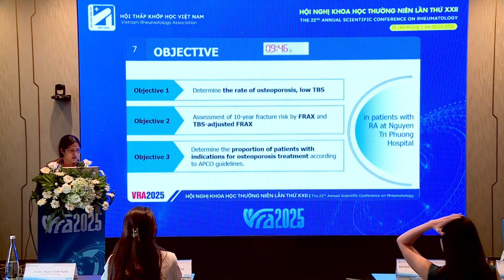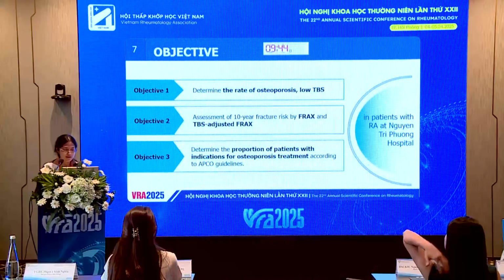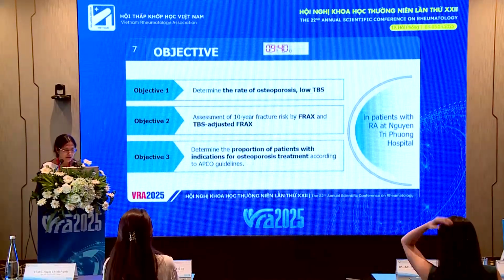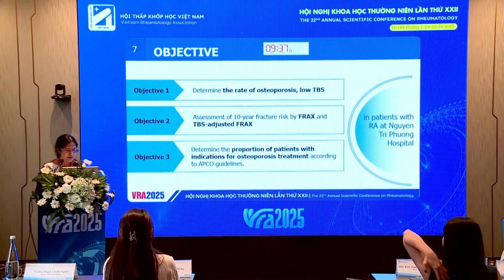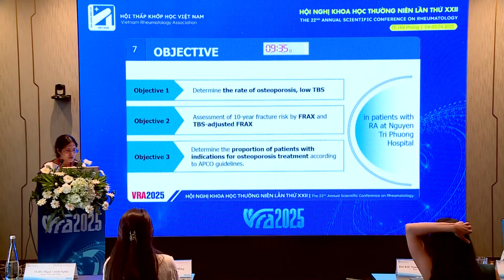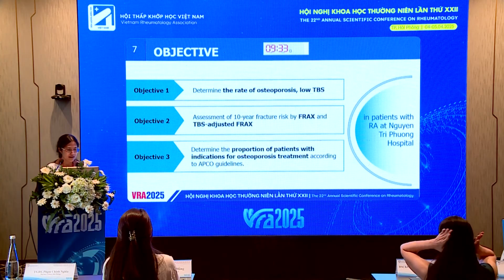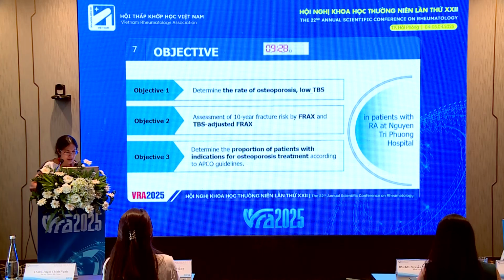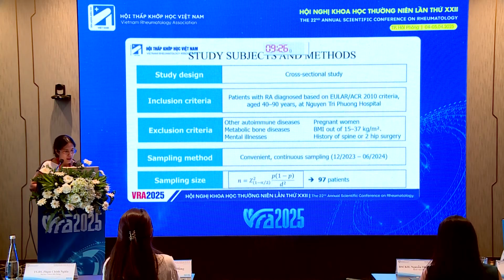Those are the three objectives. One, determine the rate of osteoporosis and low TBS. Objective 2, assessment of 10-year fracture risk by FRAX and TBS-adjusted FRAX. And objective 3 is to determine the proportion of patients with an indication for osteoporosis treatment according to the guideline in our RA patients. This is a cross-sectional study with patients diagnosed with RA by the ACR 2010 criteria, aged between 40 and 90 years.